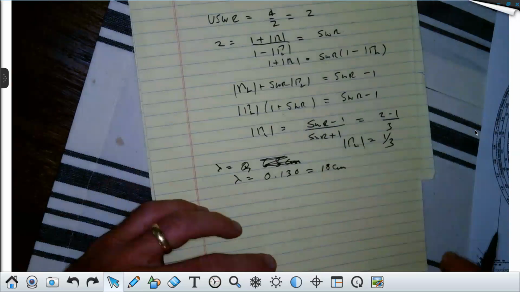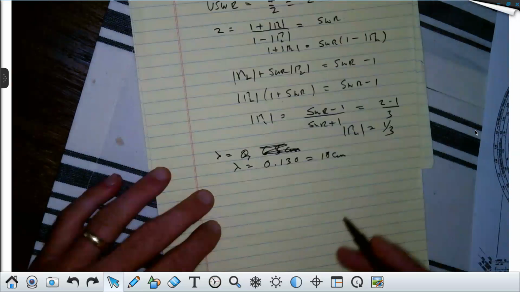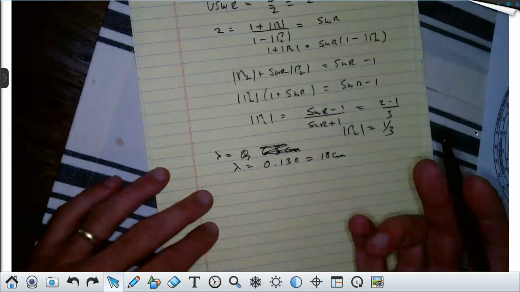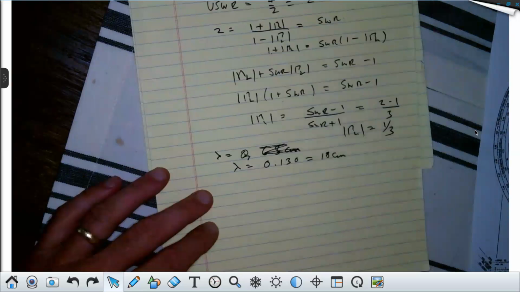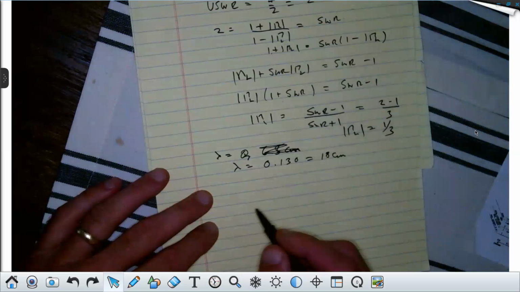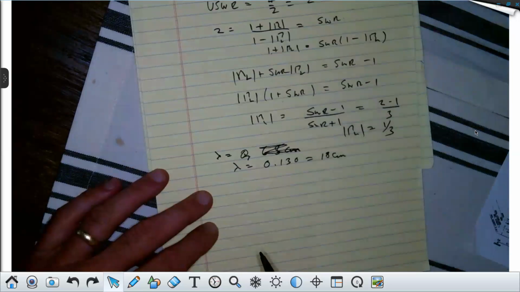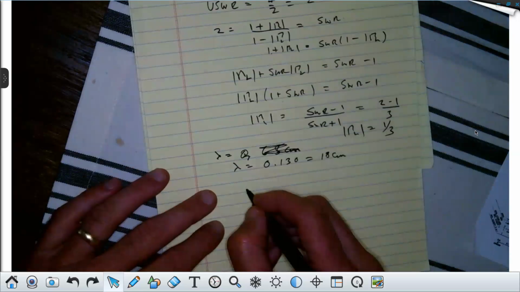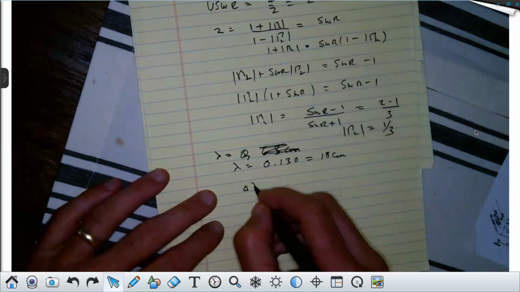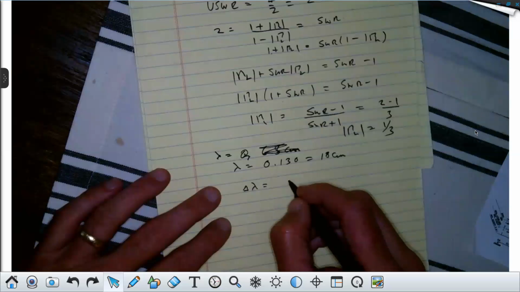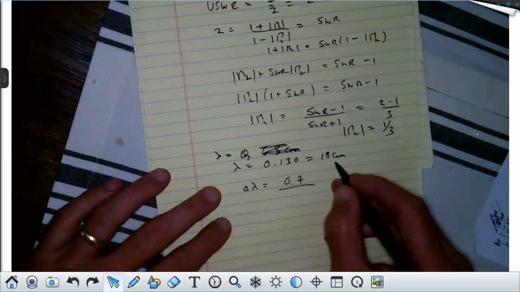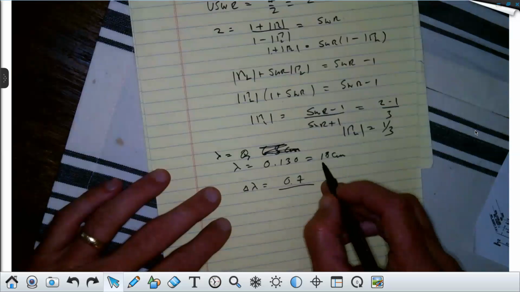Now, if it's 13 centimeters, we have to figure out how far in wavelengths you are if you move. We said we moved from 1.1 to 1.8, so it's 0.7 centimeters. So our delta wavelength that we're actually going to be worried about is going to be taking 0.7 over, and this is, wait a second, is that?